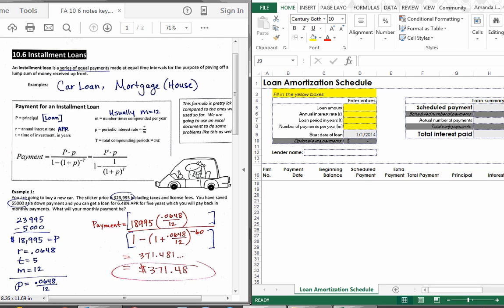This is section 10.6, installment loans. Over here on the left-hand side of the screen are your notes for the class, and you can see that it says an installment loan is a series of equal payments made at equal time intervals for the purpose of paying off a lump sum of money received up front. Examples of this are a car loan or a house mortgage.